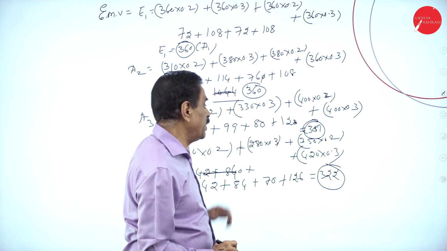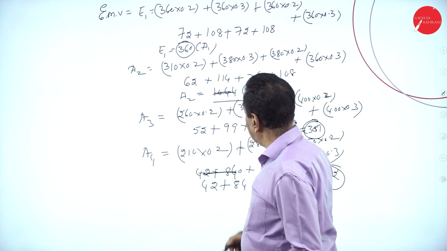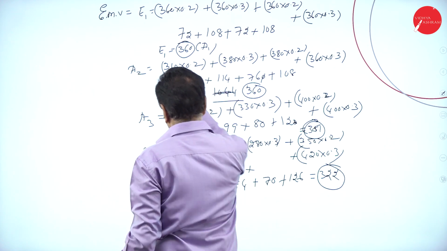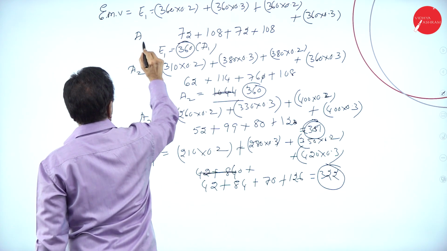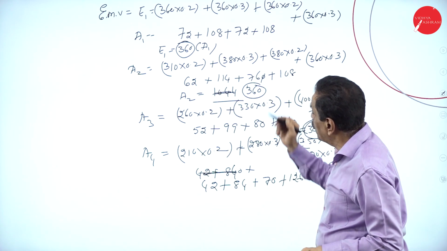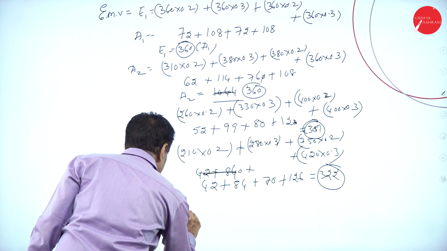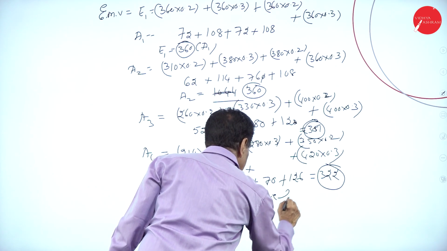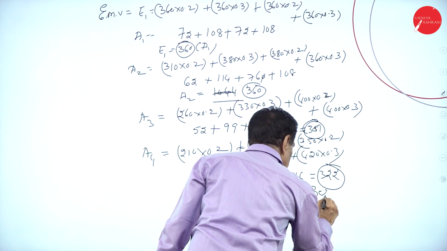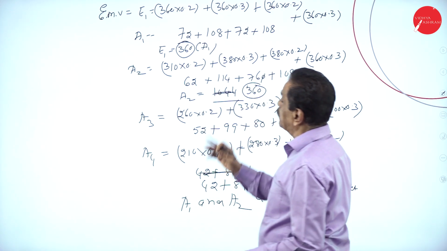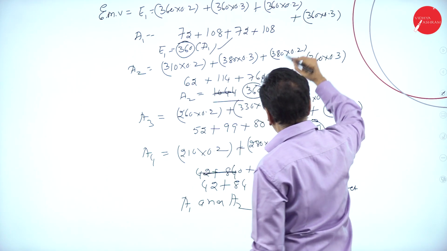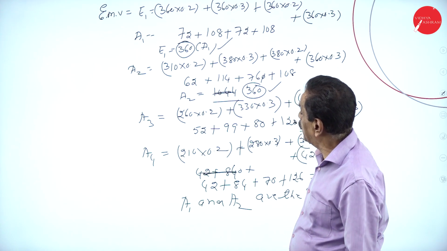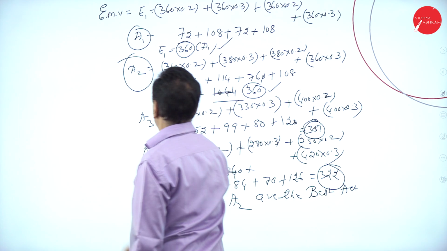Next is 351, 322. So among them, which is the highest one? A1 is 360, A2 is also 360. So A1 and A2 are the best act. Highest is the best act. These are 360, this is 351, 322. I think you understand this. Which is the highest one? A1 and A2.